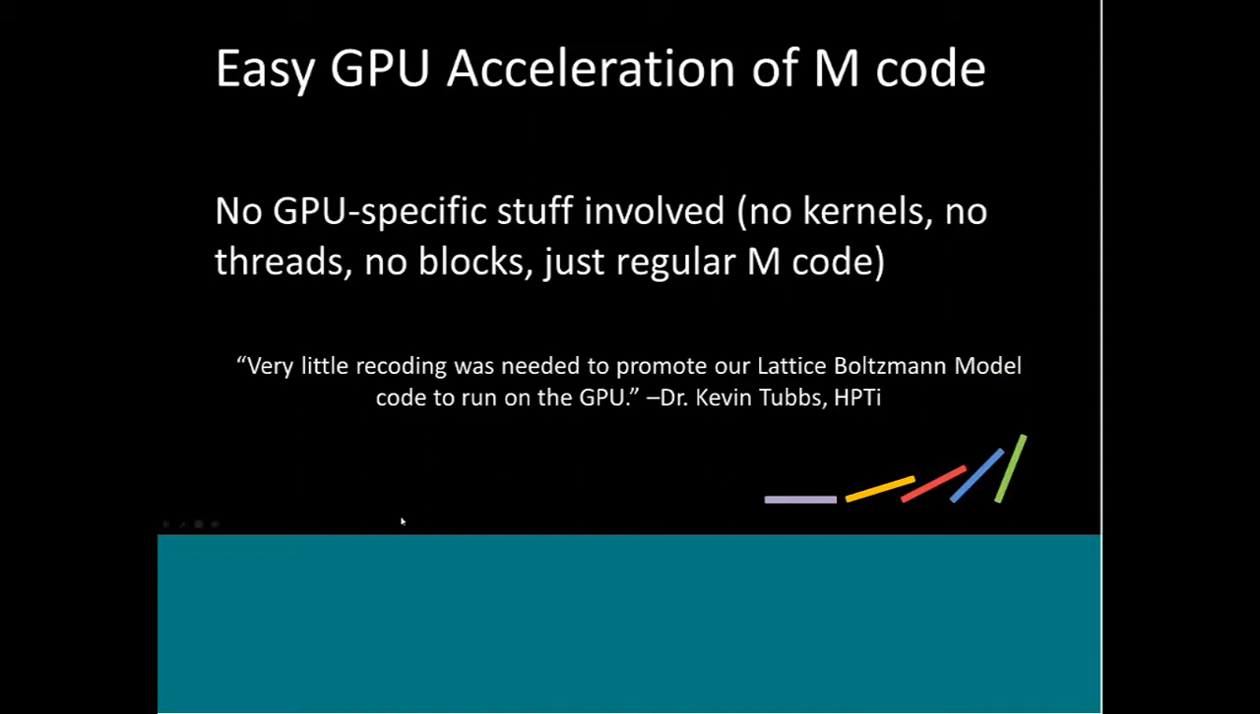And a little quote here: "Very little recoding was needed to promote our lattice Boltzmann model code to run on the GPU," Dr. Kevin Tubbs from HPTI. So real people have gotten acceleration out of their codes with Jacket.